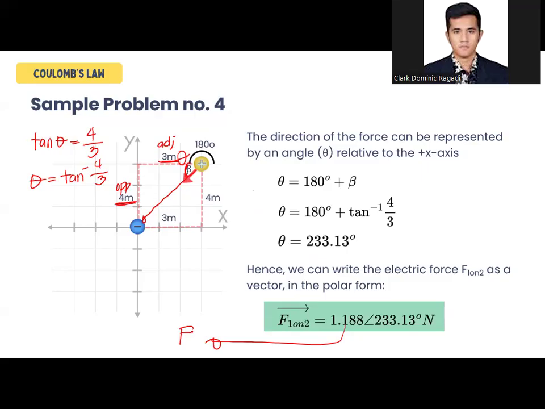Okay? So again, we can write the direction as an angle measured from the positive x-axis going counterclockwise. If you want, you can actually do clockwise, but it is negative. Okay, so let's have sample problem number 5.